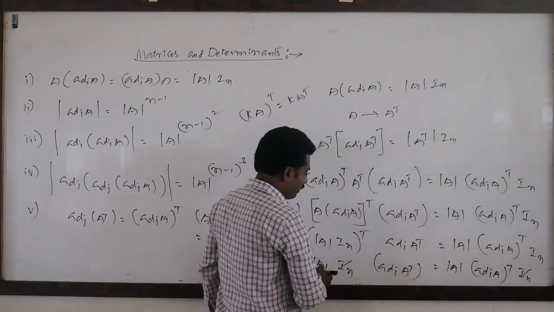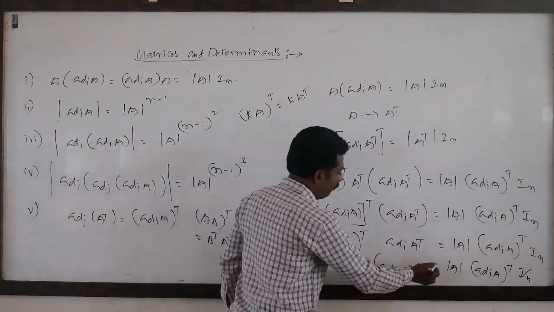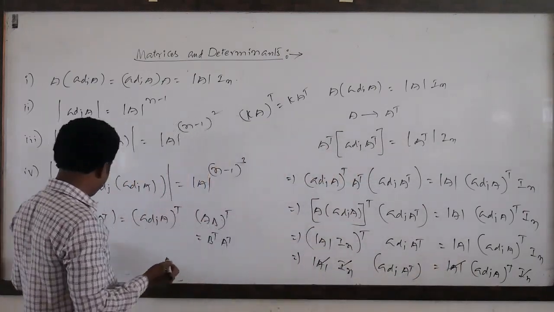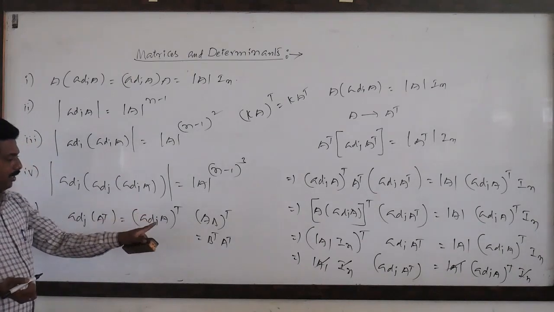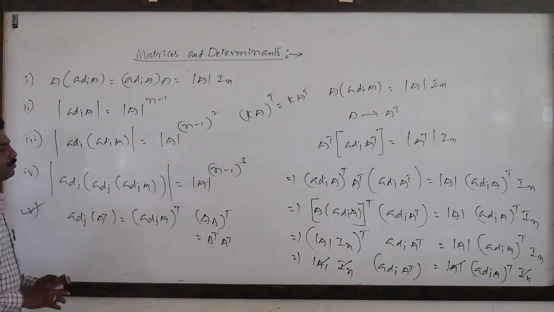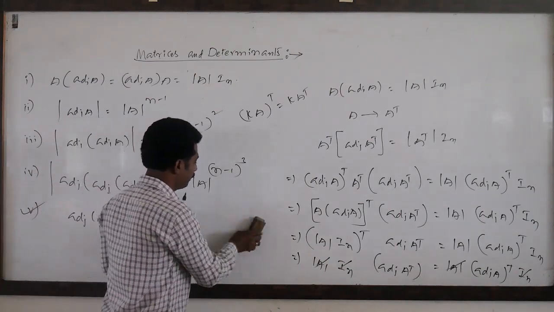On the right side, determinant of A cancels. So finally what are we left with? Adjoint of A transpose equal to adjoint of A whole transpose. So like that we have to prove this property. Next step.